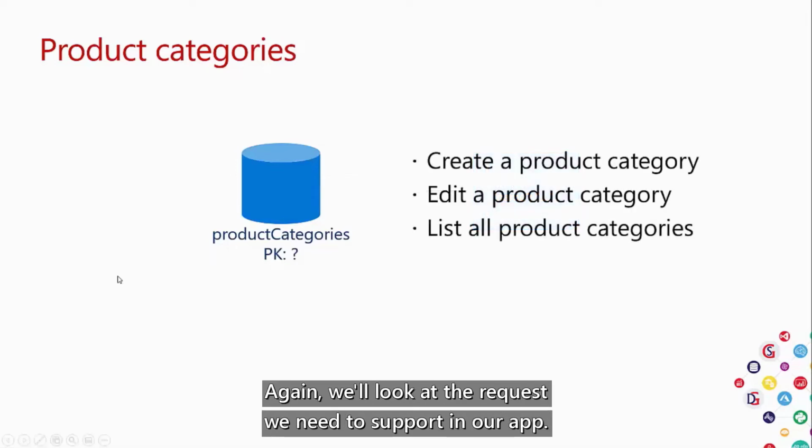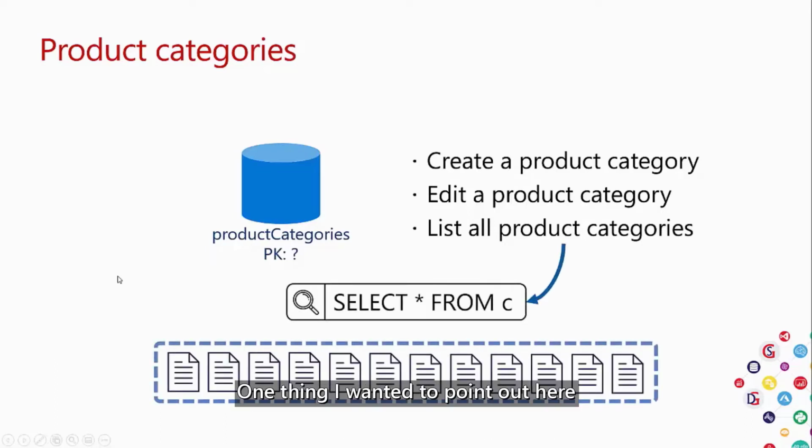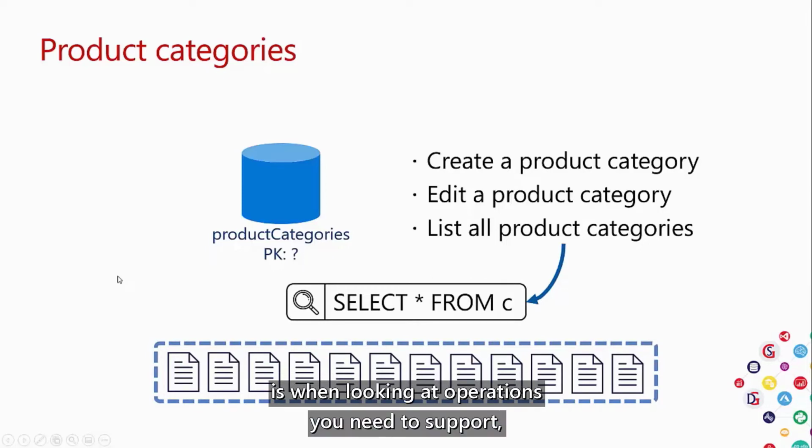Again, we'll look at the request we need to support in our app. Here we need to create a product category and edit a category. We also need to list all product categories. One thing I wanted to point out here is when looking at operations you need to support, it's important to know the volume of those operations as well.